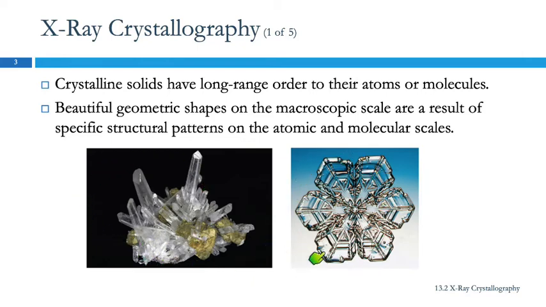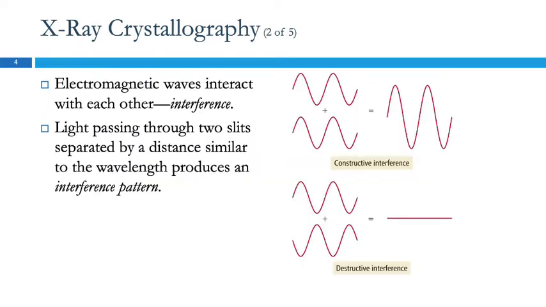This is a close-up picture of a snowflake. So water also forms crystalline solid as ice. So how can you tell how those atoms and molecules are arranged? By using the interference of electromagnetic waves.